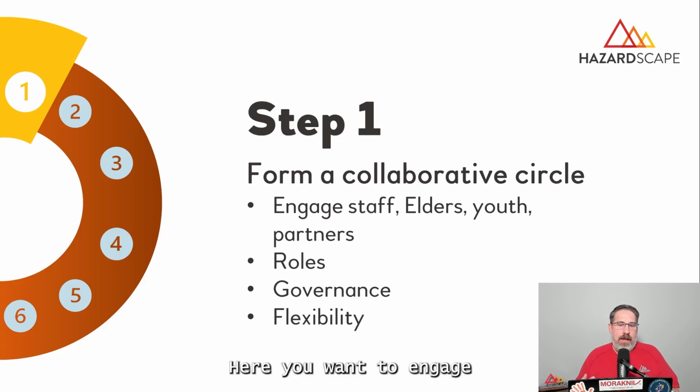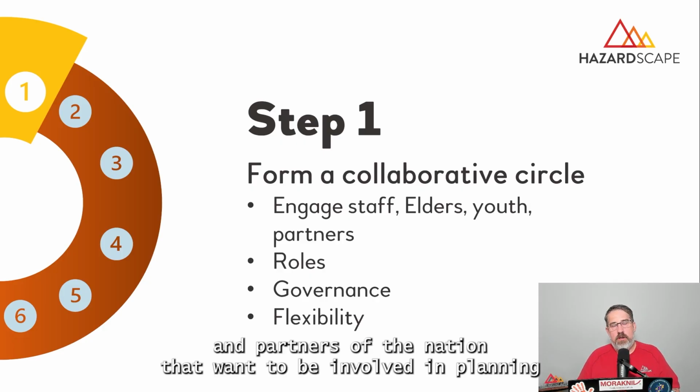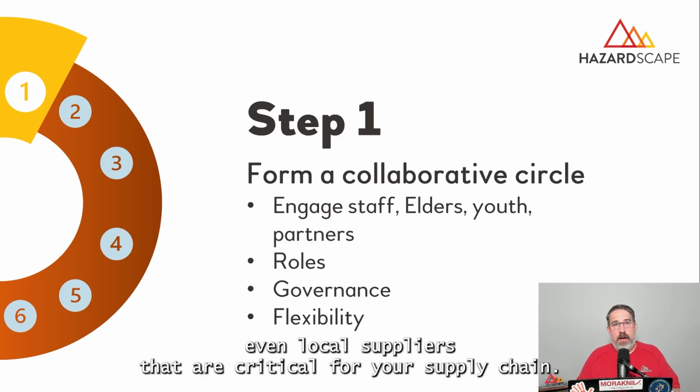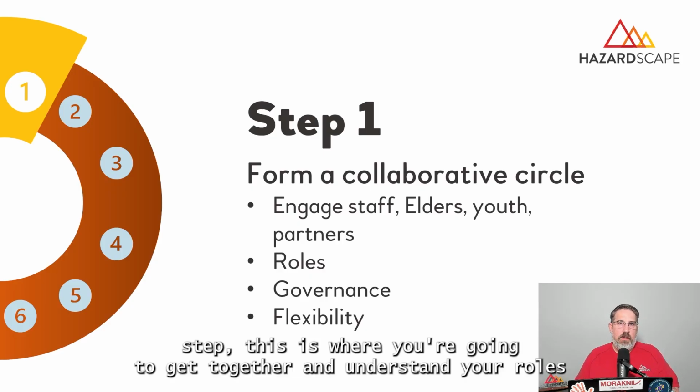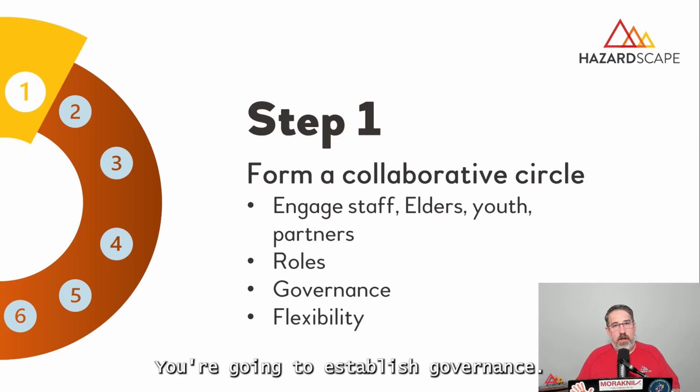Here you want to engage nation staff, other directors and managers, elders, youth, and representatives from stakeholders and partners of the nation that want to be involved in planning, such as the RCMP, maybe the federal government, even local suppliers that are critical for your supply chain. Also in this step, this is where you're going to get together and understand the roles and responsibilities of everyone in the circle. You're going to establish governance.